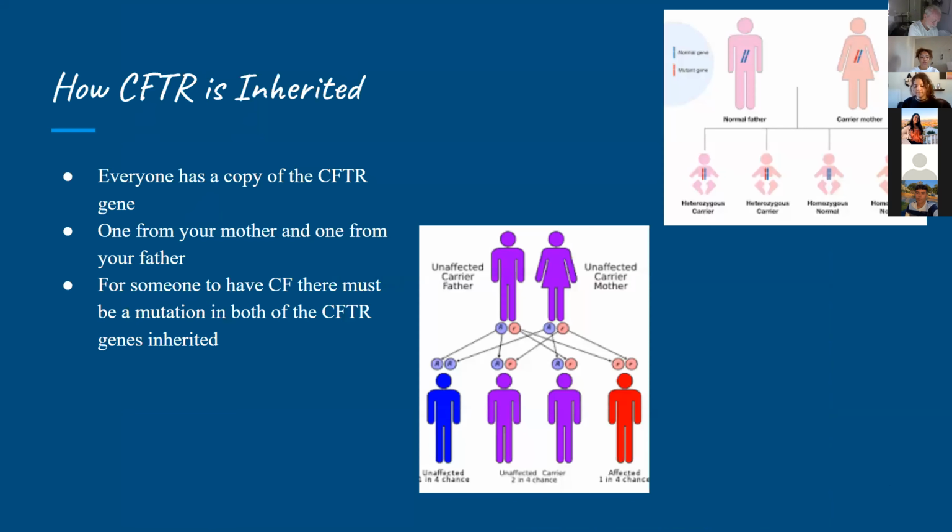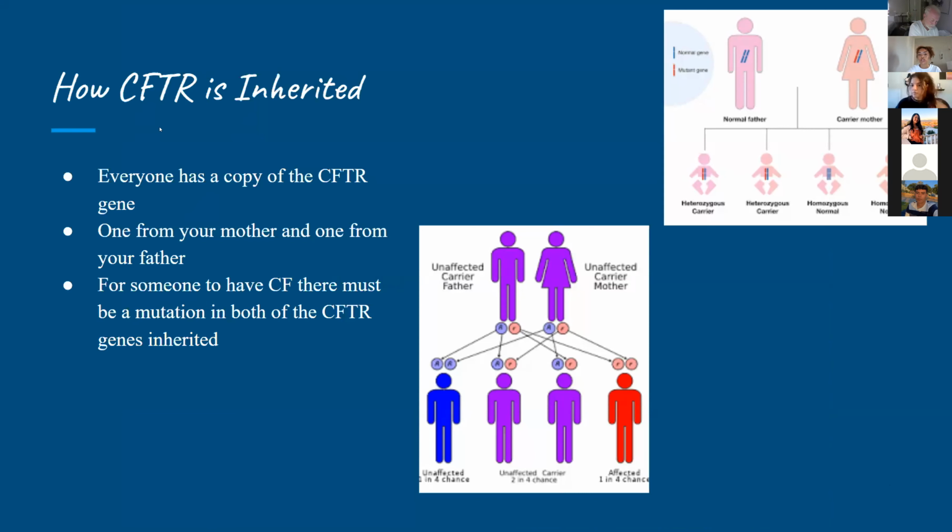Okay, so now that we have talked about the effects of R553X on protein structure and function, I would now like to talk about how CFTR is inherited. Everyone has two copies of the CFTR gene, one from your mother and one from your father. For someone to have cystic fibrosis, there must be a mutation in both of the genes that are inherited. So right up here, I have an illustration.